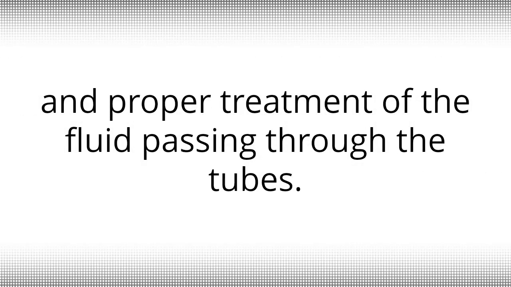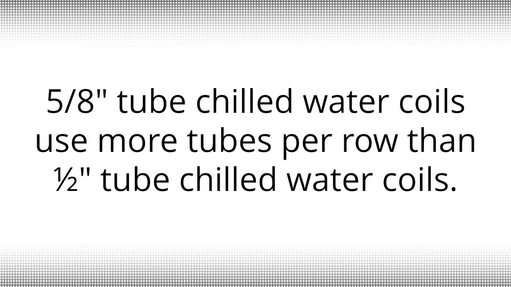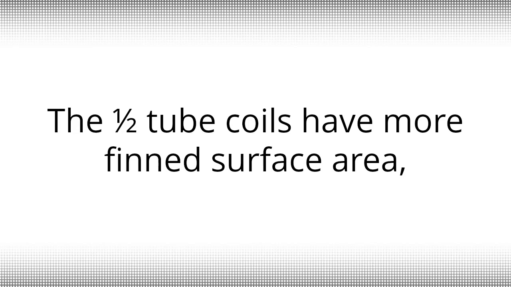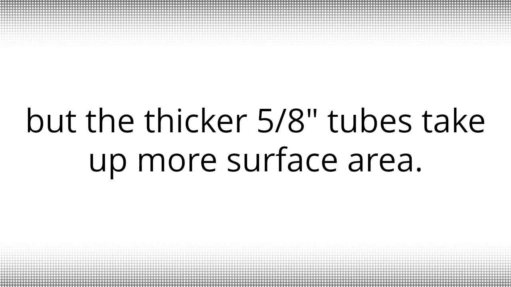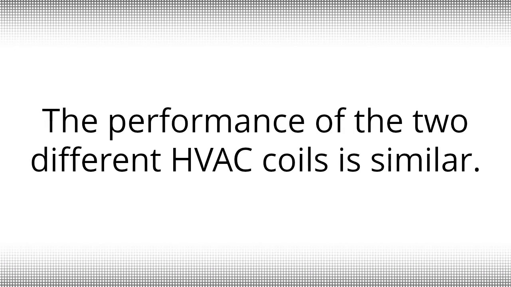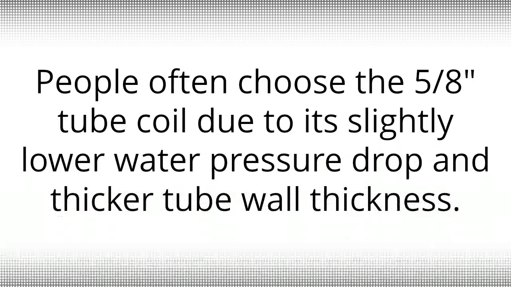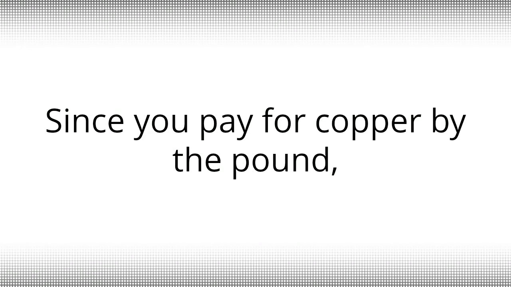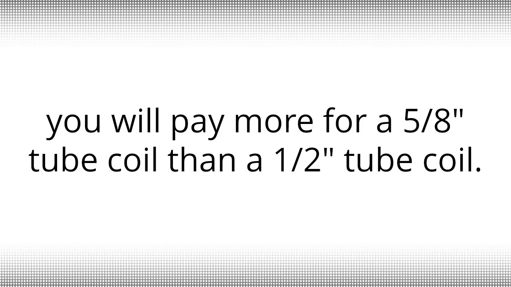5/8 of an inch tube chilled water coils use more tubes per row than 1/2 an inch tube chilled water coils. The half tube coils have more fin surface area, but the thicker 5/8 of an inch tubes take up more surface area. The performance of the two different HVAC coils is similar. People often choose the 5/8 of an inch tube coil due to its slightly lower water pressure drop and thicker tube wall thickness. Since you pay for copper by the pound, you will pay more for a 5/8 of an inch tube coil than a 1/2 an inch tube coil.